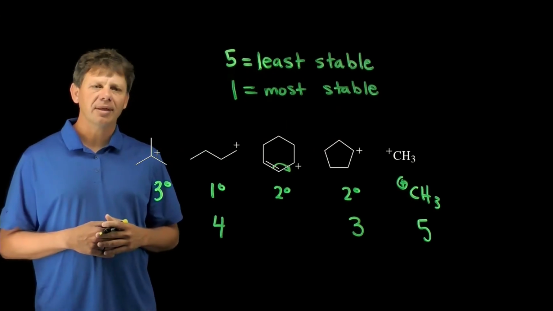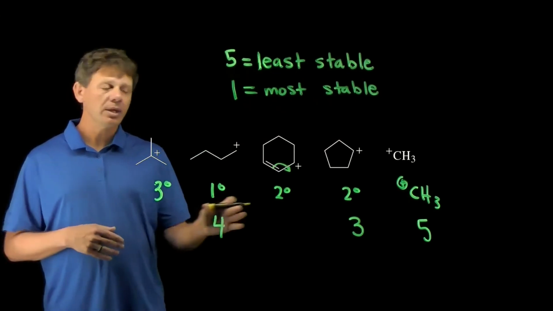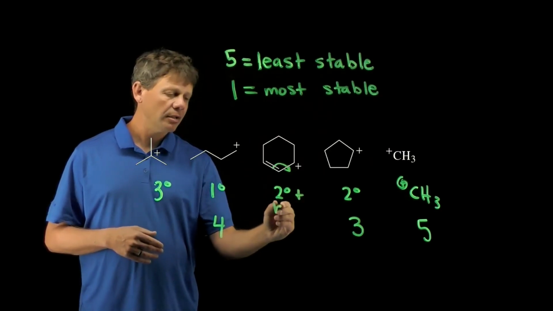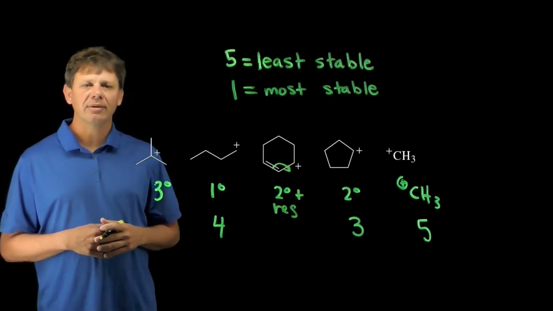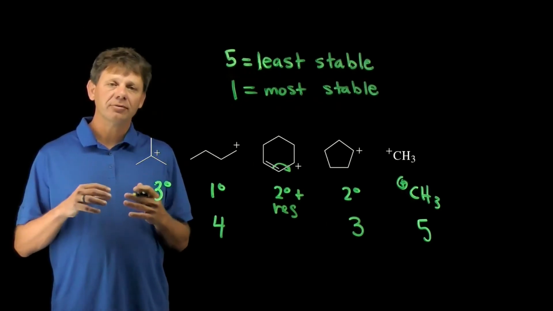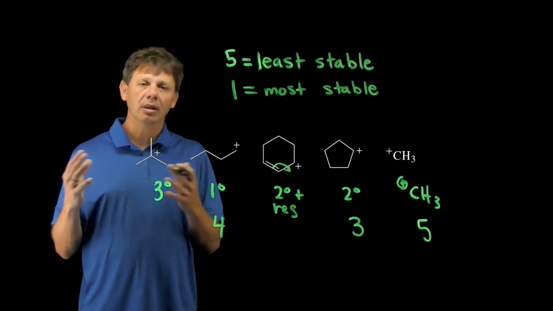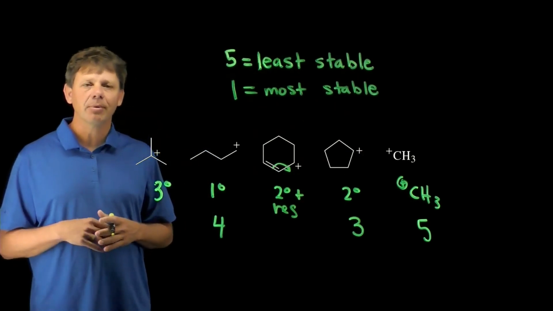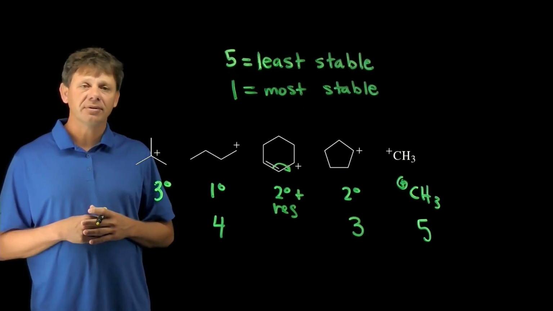to help stabilize that positive charge. The fact that we can draw a resonance structure with this one means that we need to add here that there is secondary and resonance. The ability to draw a resonance structure means that that carbocation is delocalized over 2 atoms, and that's going to make a carbocation that is more stable than one that is just tertiary.